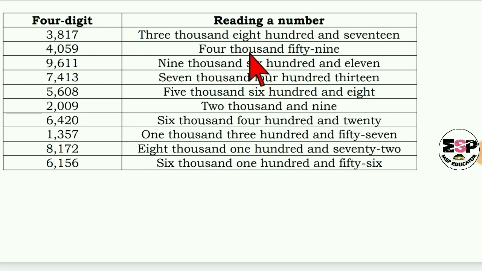4059. 9611. 7413. Yes, children. 5608. So how to read it? 5608. 2009. 6420. 1357. 8172. 6156. It is 56. Okay.